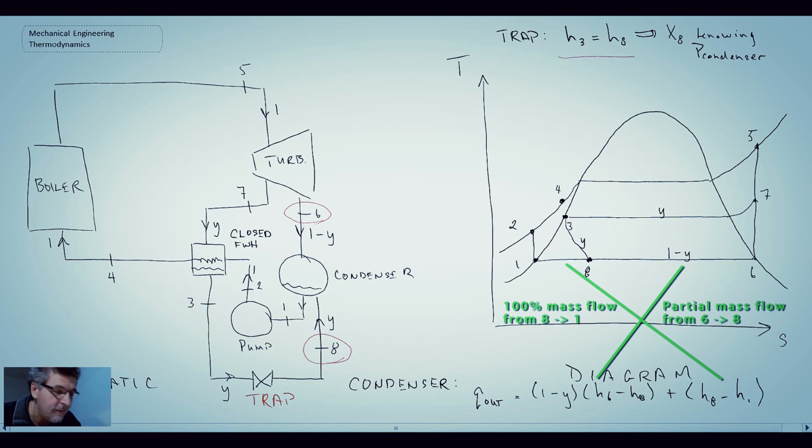So that is if you have regenerative Rankine with the closed feed water heater and a trap. So with that, that concludes the efficiency games that you can play with the Rankine. We looked at Rankine with reheat, and we've looked at regenerative Rankine, two types, both open and closed feed water heaters.